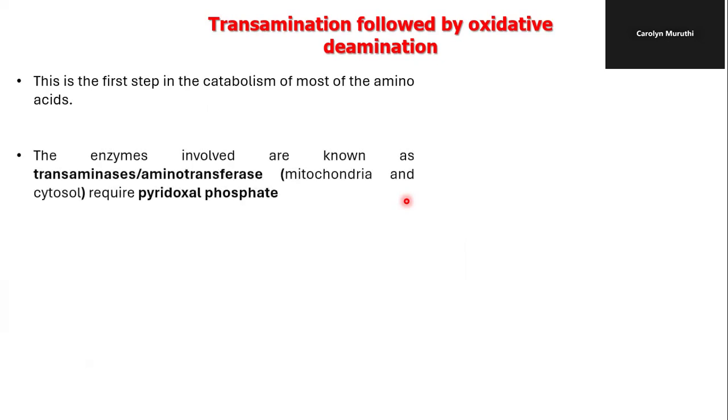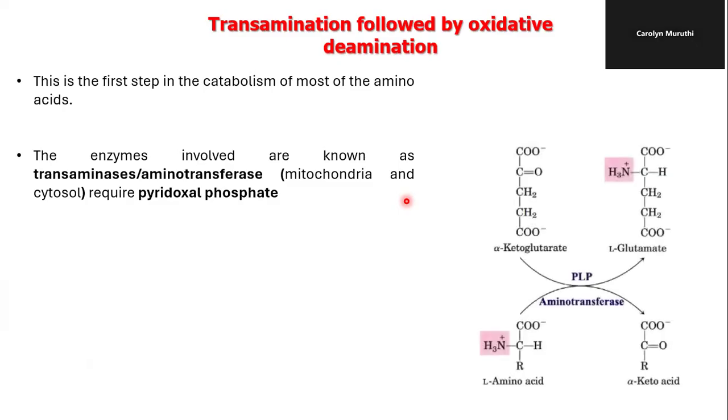And so we start with the removal of the alpha amino group, which may be done through transamination. And this is the first step in the catabolism of most of the amino acids. Here, enzymes known as transaminases or aminotransferases are involved, and they're found both in the mitochondria and cytosol, and they require pyridoxal phosphate as a cofactor. So here we have an example of an amino acid, and the alpha amino group is transferred to alpha ketoglutarate, which is then converted to glutamate.